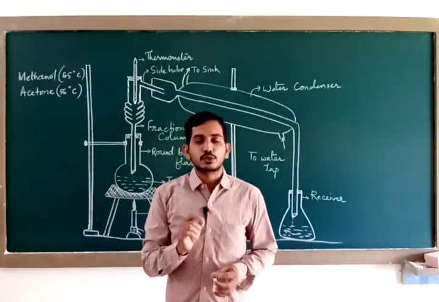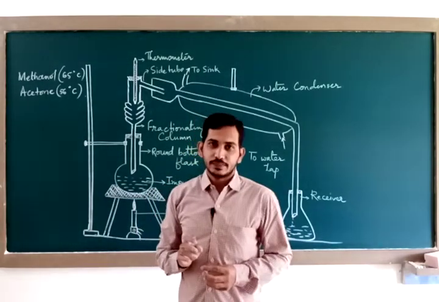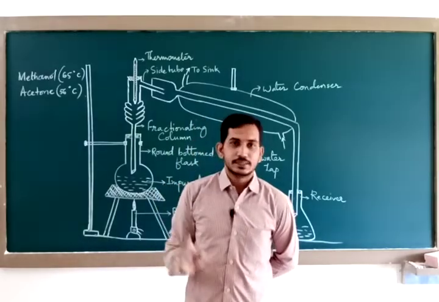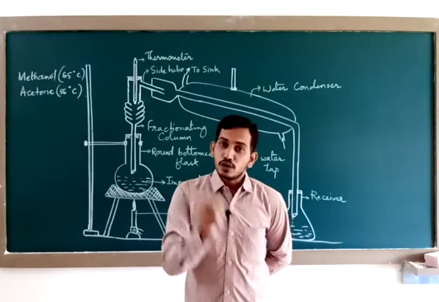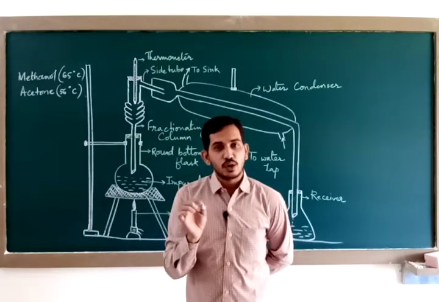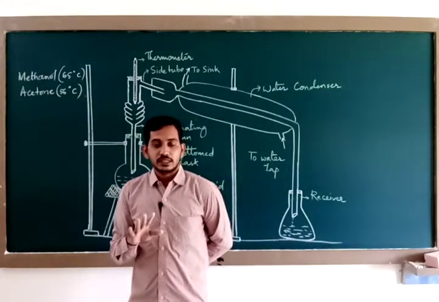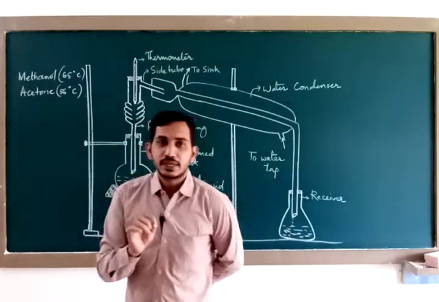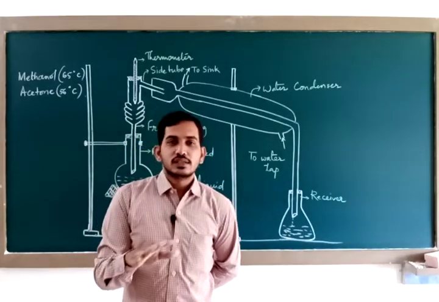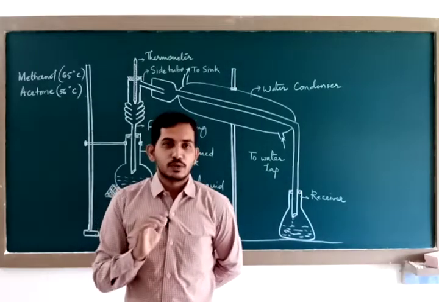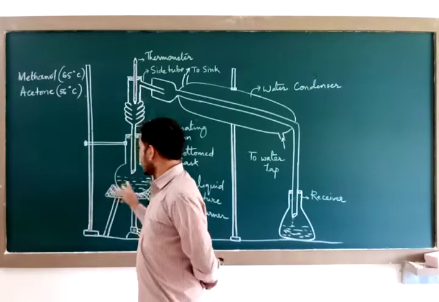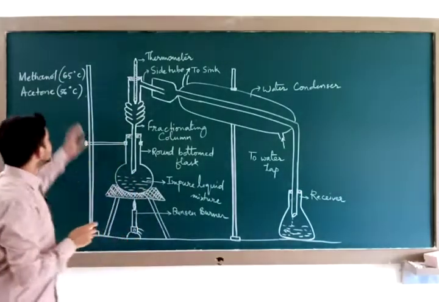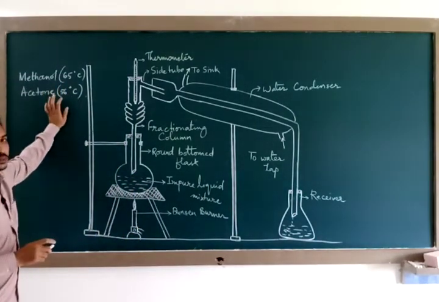Now before we begin the procedure, you should know what boiling point is. You might know, but still I'll say, boiling point is defined as the temperature at which a liquid boils. That's true. It is also the temperature at which the vapor pressure of a liquid becomes equal to the atmospheric pressure. So now you have got two liquids here. What are the two liquids? Methanol and acetone. Both of them have very little difference in their boiling points, around 10 to 11 degrees Celsius.